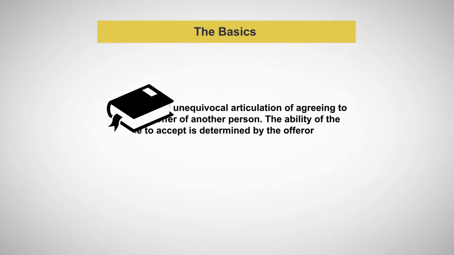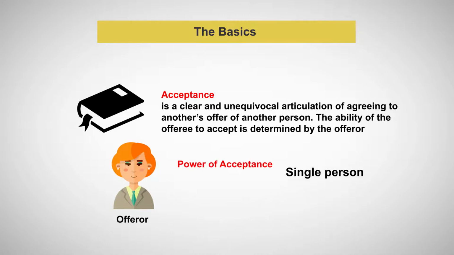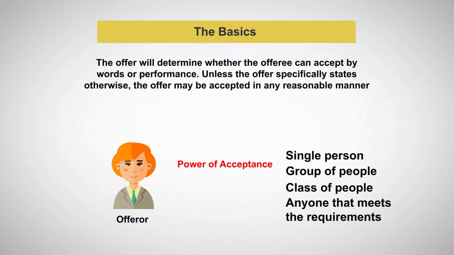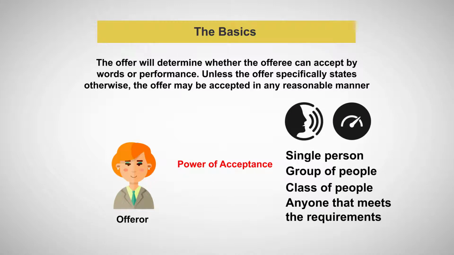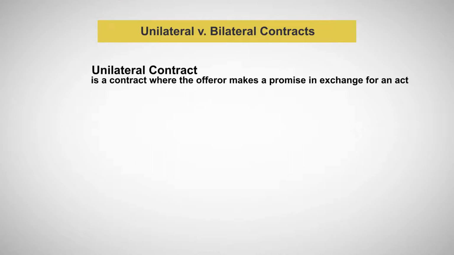An acceptance is a clear and unequivocal articulation of agreeing to the offer of another person. The ability of an offeree to accept is determined by the offer. An offeror can give the power of acceptance to a single person, a specific group of people, a class of people, or anyone that meets the requirements of the offer. The offer will determine whether the offeree can accept by words or performance. Unless the offer specifically states otherwise, the offer may be accepted in any reasonable manner. Finally, the offeree still must know of the offer and agree to the terms of the offer to be a valid acceptance. Let's look at unilateral versus bilateral contracts.